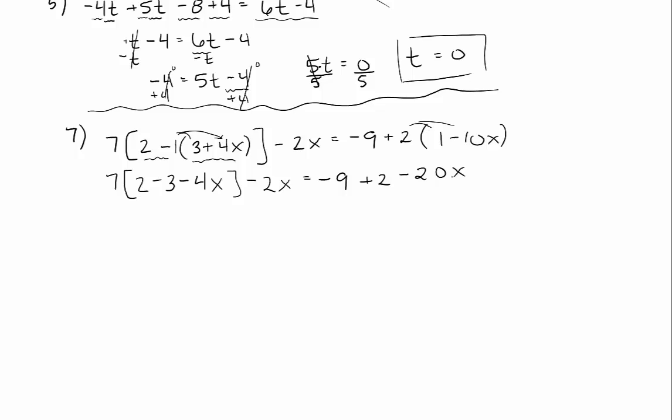And the next thing I want to do, well, I still need to distribute over on the left-hand side. I need to combine like terms over the right-hand side. So if I distribute this 7, well, actually, excuse me, I should combine these like terms over here first. And so I have 7 bracket, I have 2 minus 3. 2 minus 3 is negative 1 minus 4x. I can't combine the 4x because it has a variable. And then outside those brackets, I have minus 2x.